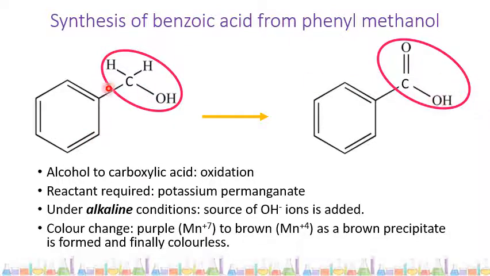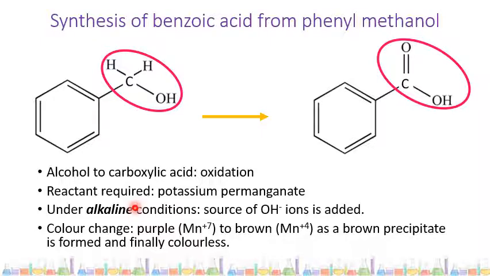And we're converting that alcohol group into a carboxylic acid group. So that's the part of the molecule we're focusing on. So don't be scared by the fact that there's a benzene ring in it. So we know this is an oxidation reaction, alcohol to carboxylic acid. We're literally adding in an oxygen, or we could say that we're removing 2 hydrogen atoms.